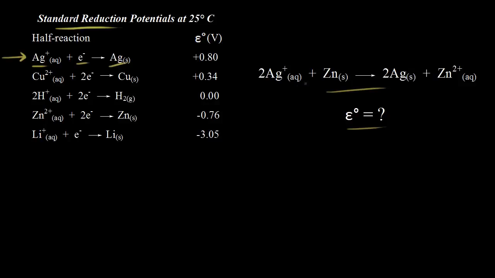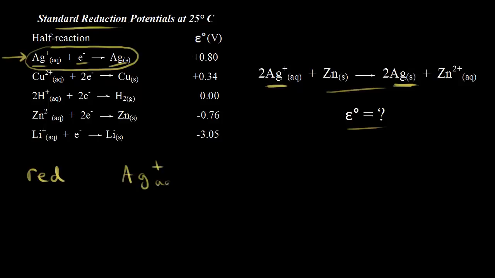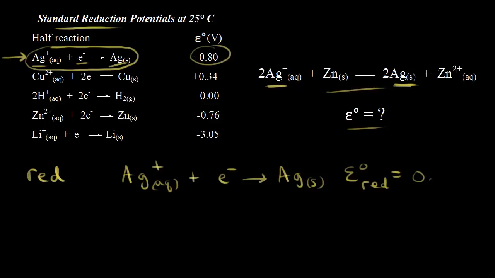If we look at the reaction on the right, we can see that we are reducing silver ion. So here's silver ion, which is being reduced to solid silver. So we need this half reaction as it's written. So this is going to be our reduction half reaction. So we have Ag plus, plus an electron, giving us solid silver here. The standard reduction potential for this half reaction is positive 0.8 volts.